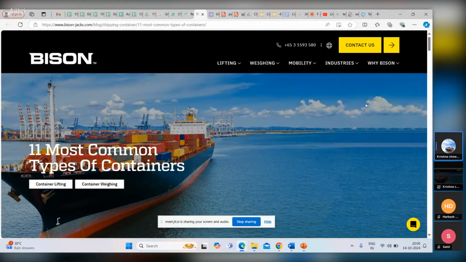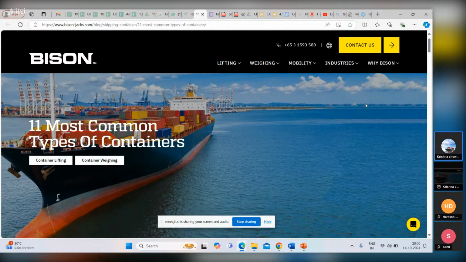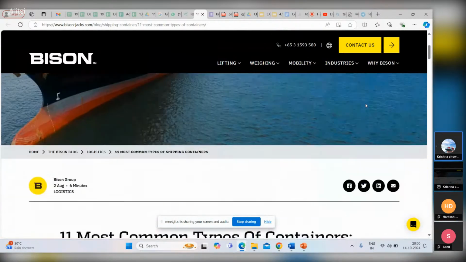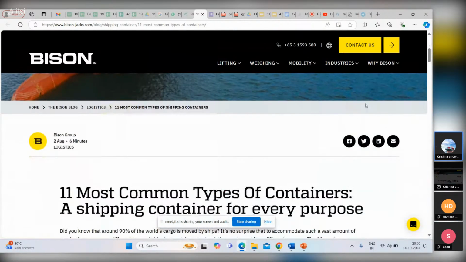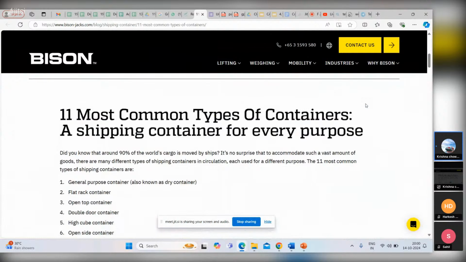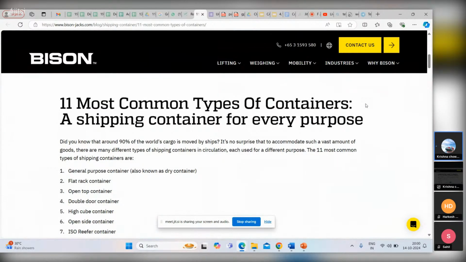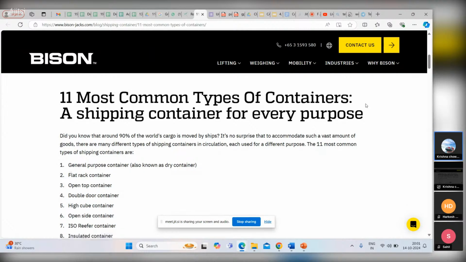Okay, so we are going to see the 11 most common types of containers. You must already know most of them. 90% of the world's cargo is moved by ships, and out of that, the most goods are transported by containers. So the biggest share of shipping is container shipping. There are many different types of container, but we'll study the most common ones.